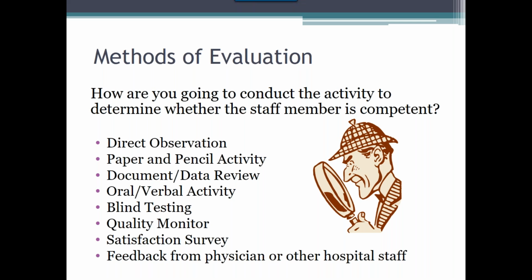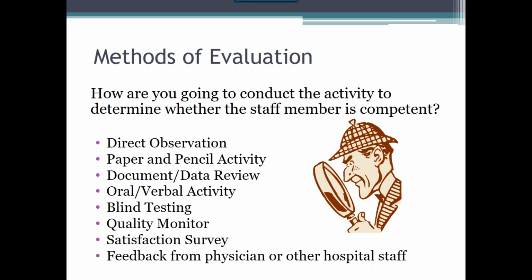Once the activities have been determined and defined, you will need to decide how that activity will be conducted in order to determine whether the staff member is competent. So for test system A again, if you evaluate the review of intermediate records, which is CLIA element number 3, you need to decide how you are going to do this.